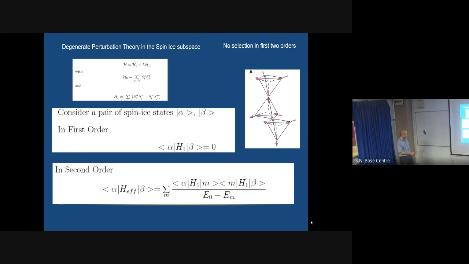In second order perturbation theory, you want to start from one of the ice states, go to some intermediate state, and then go back to the ice state with some energy denominator. It turns out you can flip any anti-parallel pair of spins, and every spin ice configuration has exactly the same number of spins that you can flip, exactly the same matrix element, exactly the same energy denominator. And so at second order, what you get is a constant. The effective Hamiltonian at second order is a constant, which leads to nothing, no selection whatsoever. Okay, everything remains as it is.